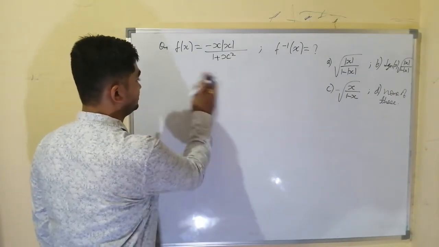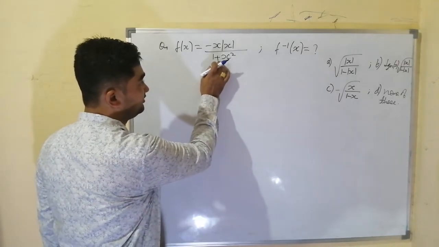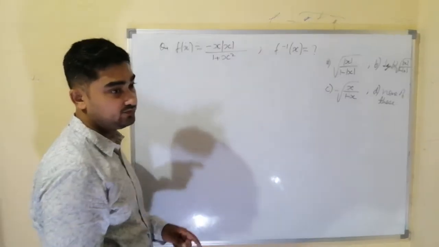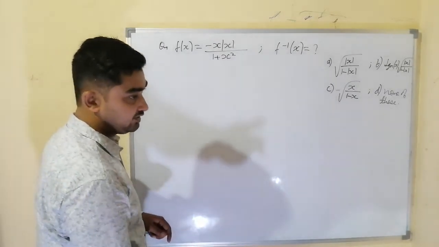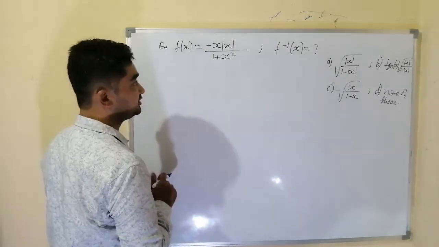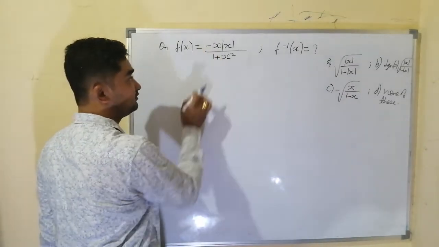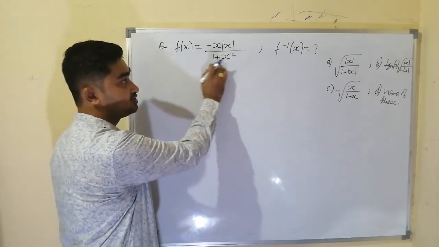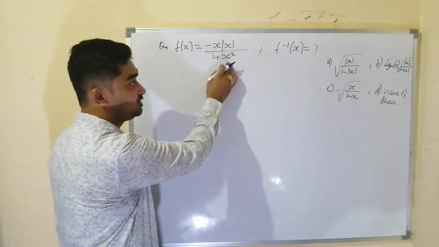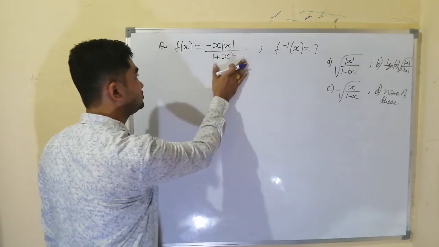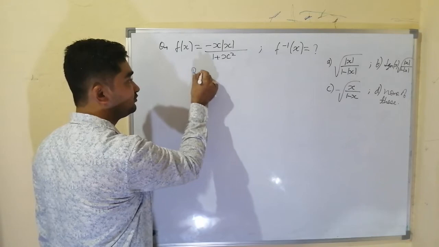First find out what is the domain of this function, because in the inverse the domain will become the range, and we have to find what the range is. That range will become the domain after taking the inverse. So what is the domain of this function? The domain of the function is any real number R, because the denominator is never 0. It is 1 plus x square. It is always positive. There is no other condition. So it is a function from R to R.